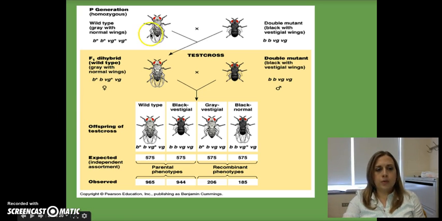So here we have our P generation, and so we have homozygous individuals. You have a wild type. This is gray with normal wings. And so you can see it's got all the pluses. So B plus, B plus, VG plus, VG plus.